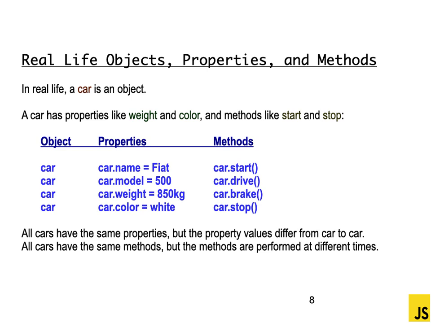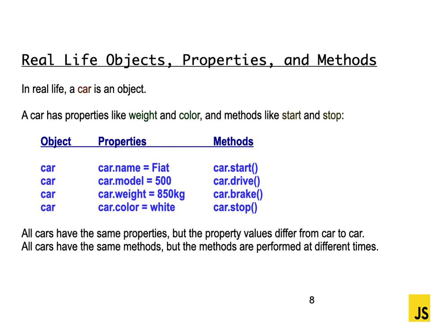Okay, in real life, a car is an object. A car has properties like weight and color and methods like start and stop. See, how are these objects, properties and methods differentiated? The object name, see the table below. The object name is car. Always the object is car and it has so many properties.